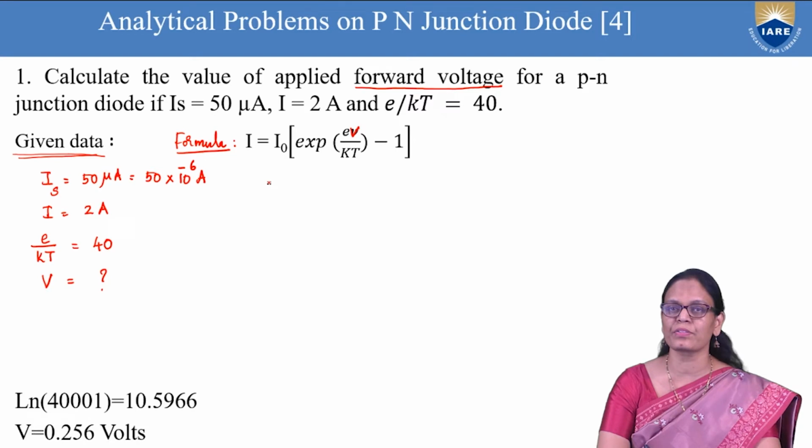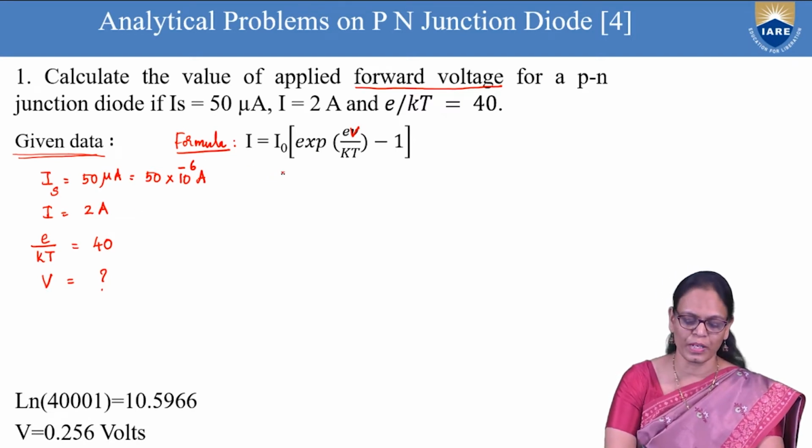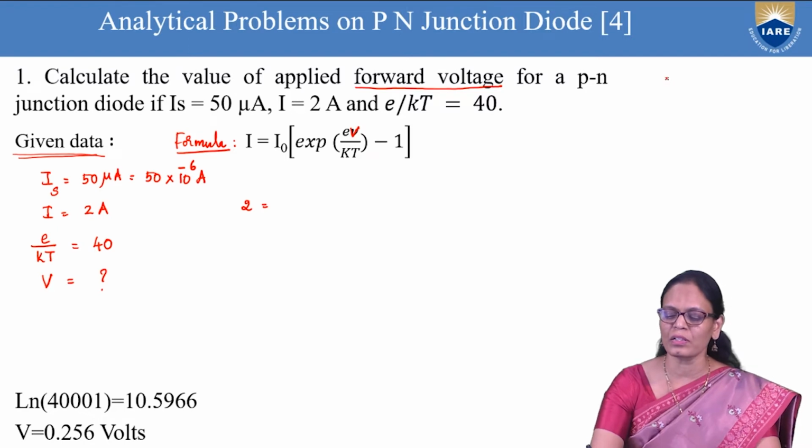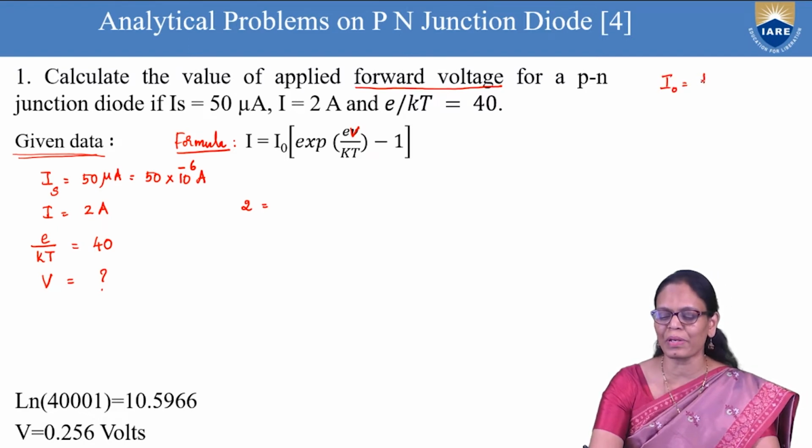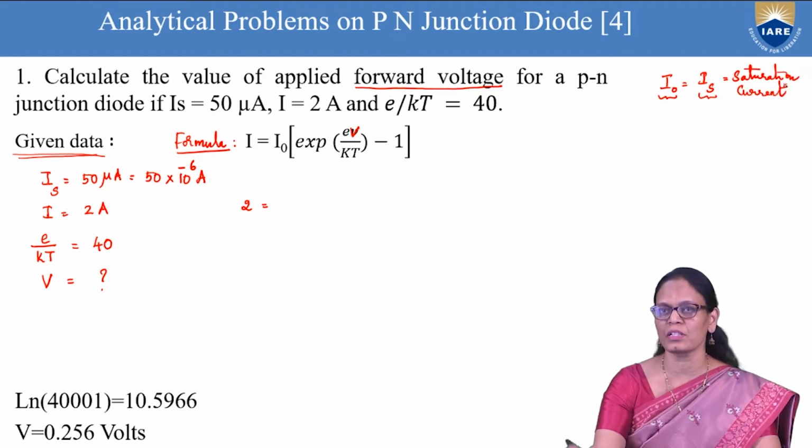And now what we are going to do is the substitution, substituting all the values in the given formula. So I is 2 ampere is equal to I naught. I naught or Is both mean the saturation current only. In some books they follow the notation I naught for saturation current, in some books they follow Is, which is nothing but saturation current. There is no confusion about it. I naught or Is represents the saturation current.